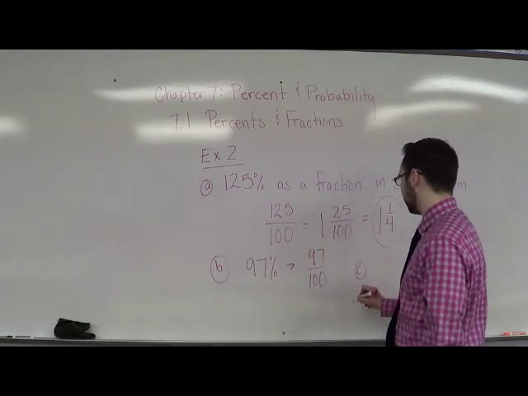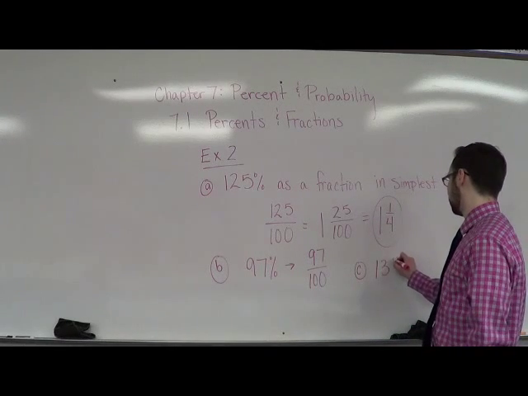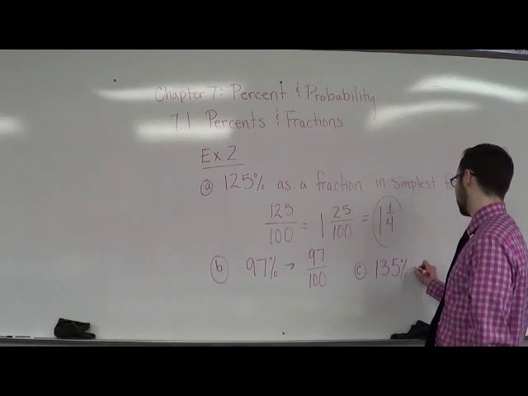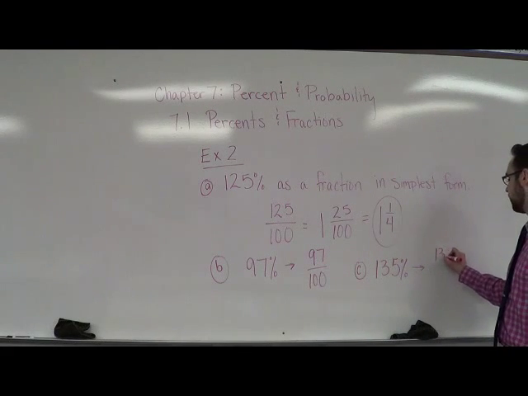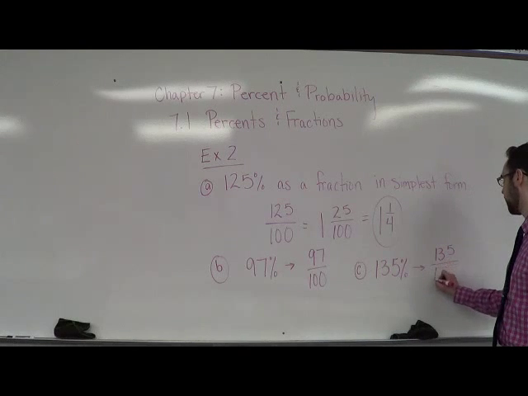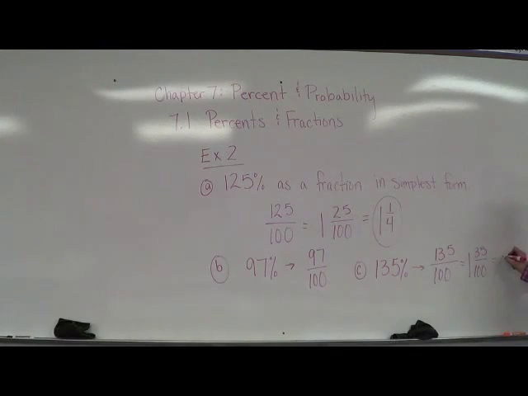And then let's do one more. We'll do 135%. So if I want to write 135% as a fraction, I would write that as 135 over 100, which would be 1 and 35 over 100. Reduce them both by 5, so I get 1 and 7 over 20.